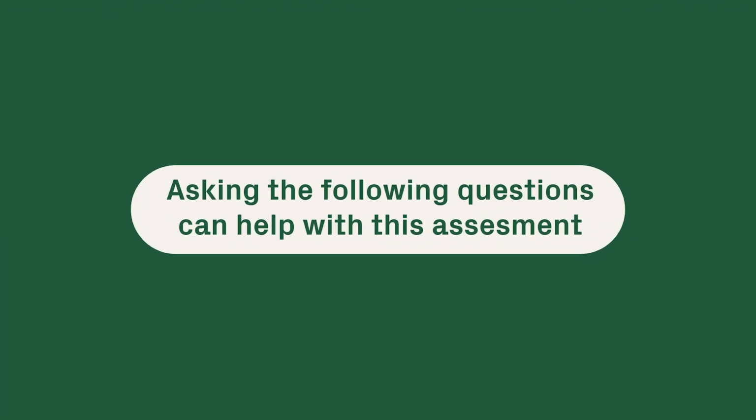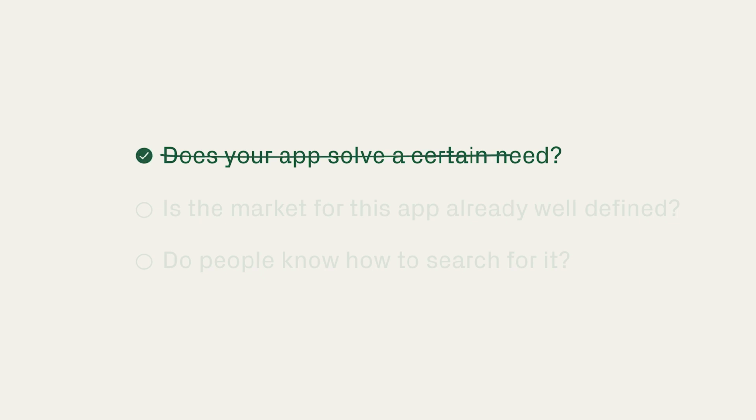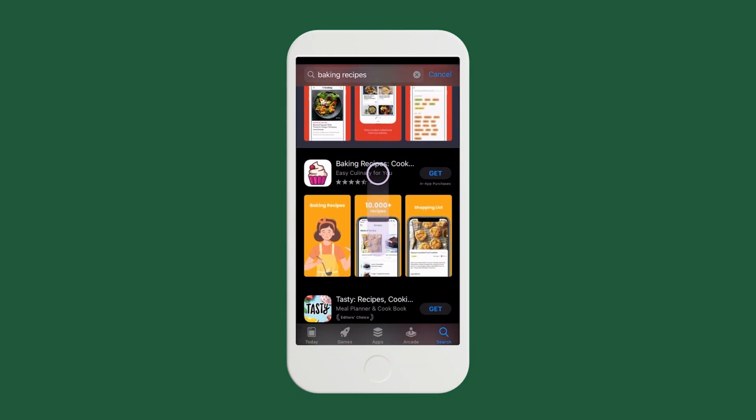Every app can benefit from keyword optimization. It's just about finding the right keywords. In order to do this, you have to try to understand what a user might search for if they didn't know your app existed. Asking the following questions can help with this assessment. Does your app solve a certain need? For example, flashlight app or baking recipes.